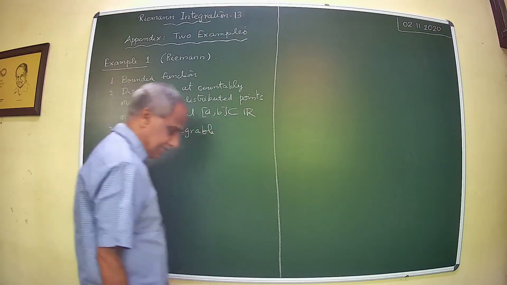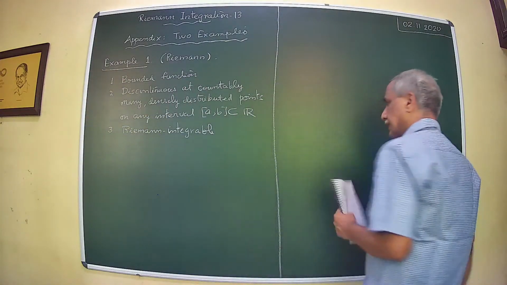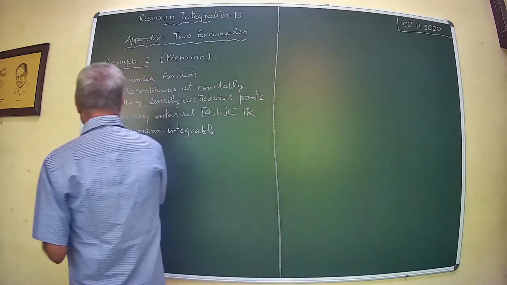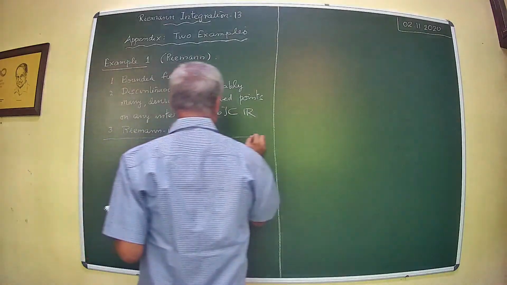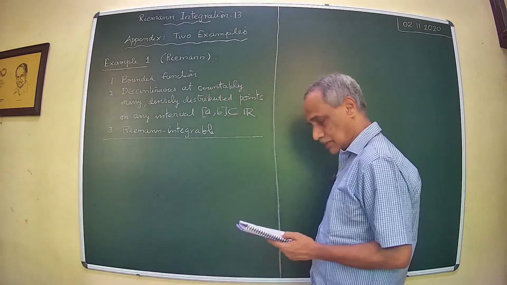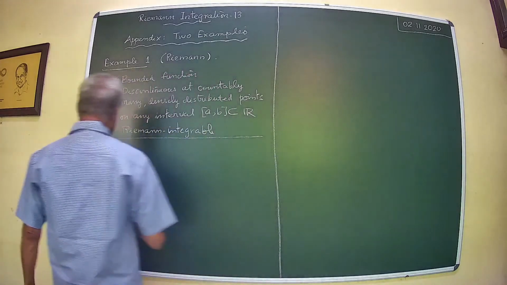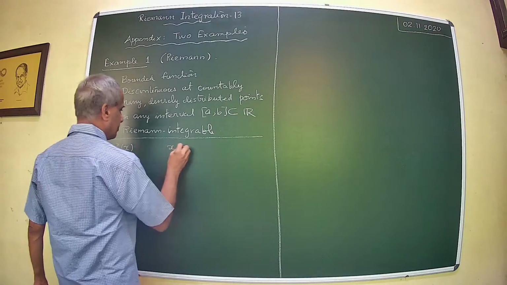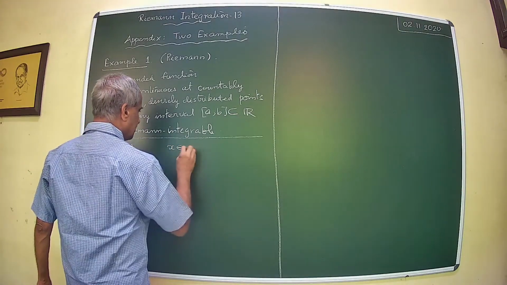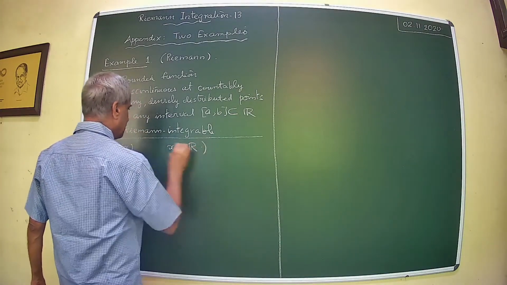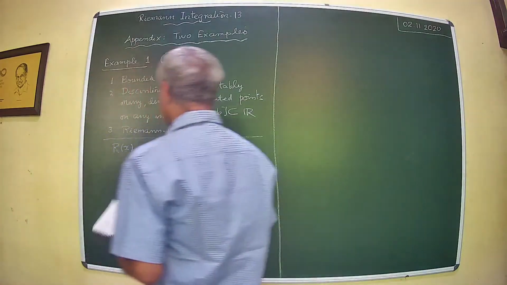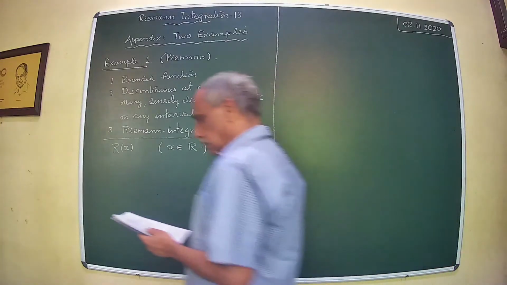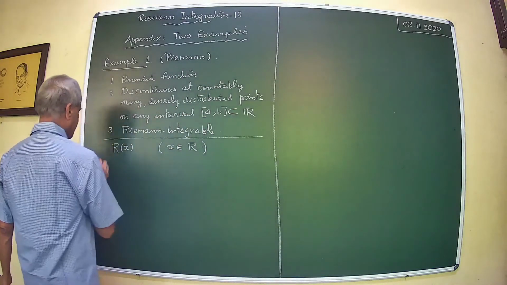That is the sort of function that we want to construct. It's a fascinating construction. Nice to know how these things are constructed. And this function is called Rx, denoted by Rx. Now let us look at the construction.